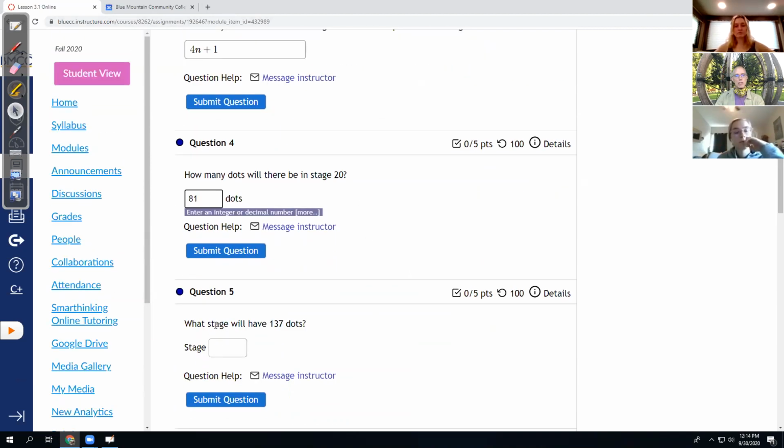What stage will be 137 dots? Ooh, man, I don't know. Can somebody help me out? What am I gonna do about that? They didn't tell me what n was. I gotta guess what n is? What should I do? Subtract 1 and then divide. Yeah, so we're gonna undo the formula. So we're gonna solve an equation for 137.